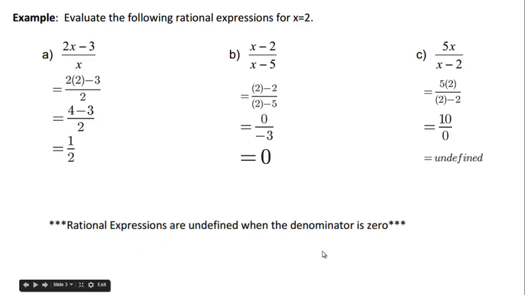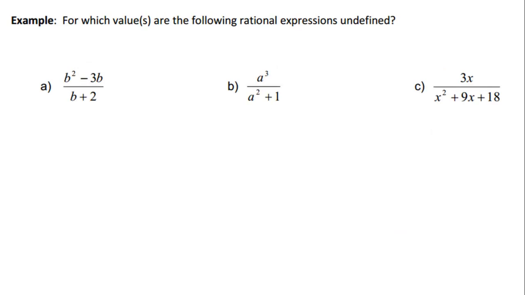Rational expressions are undefined whenever the denominator is 0. And so it's really important to say what that restriction is. When does it make it undefined? So the question is, we're not simplifying yet. We're just looking at when the expression is undefined. For the first one, what value for b can we not have? Well, b can equal 0 because the top can be 0, but the bottom can't be 0. So b can't equal -2.